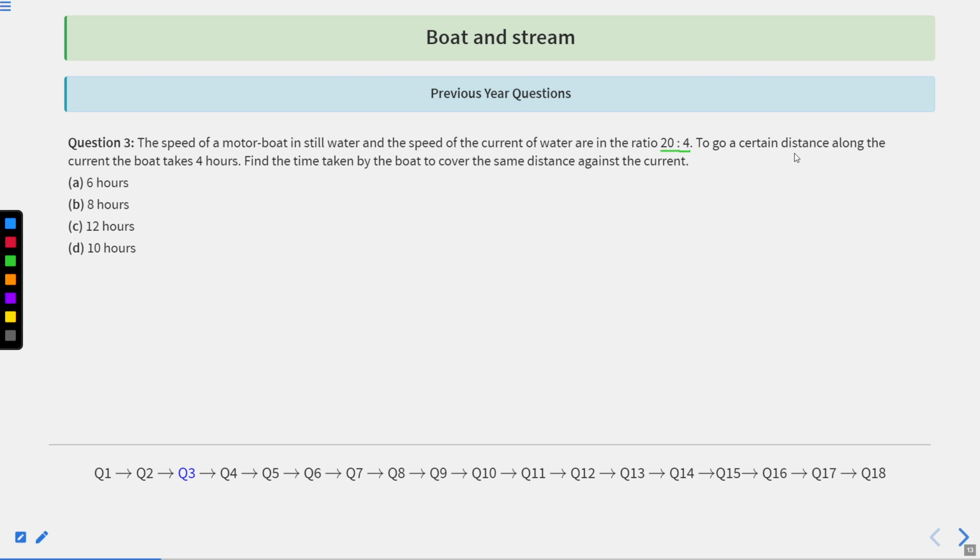To go a certain distance along the current, the boat takes 4 hours. Find the time taken by the boat to cover the same distance against the current.